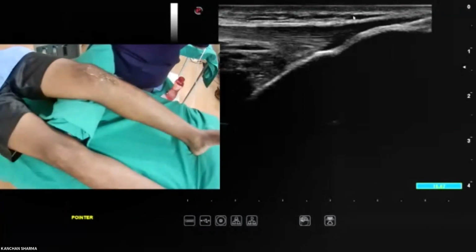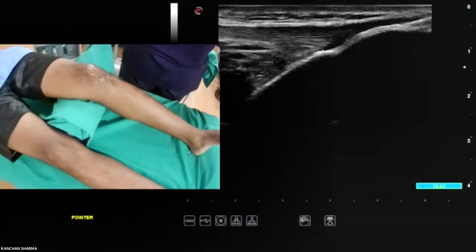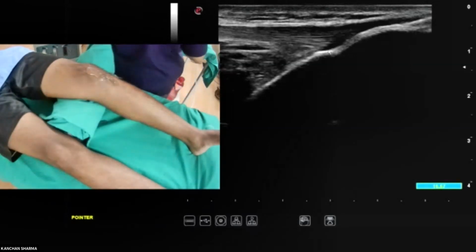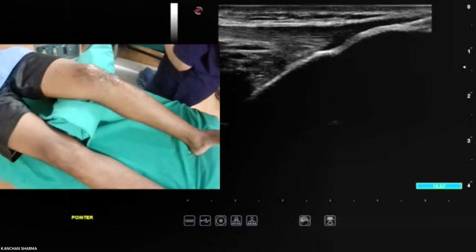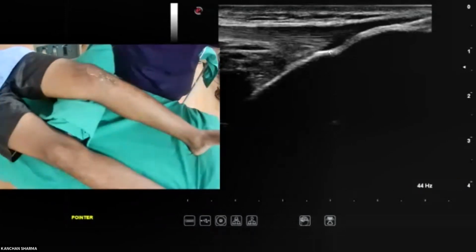So this is your infrapatellar superficial bursa, and this is your deep bursa. Always in the deep bursa, you will be able to see accumulation of the fluid, which you are able to see here right now. And that is a normal physiological thing. Please do not think that this is abnormal. So that was all about the anterior aspect.